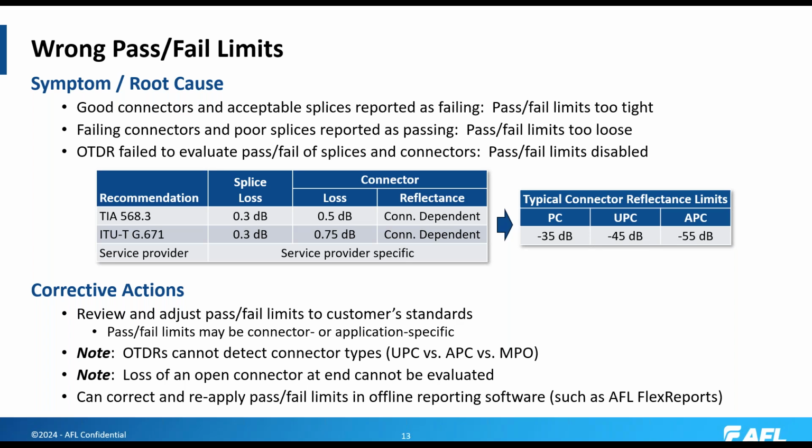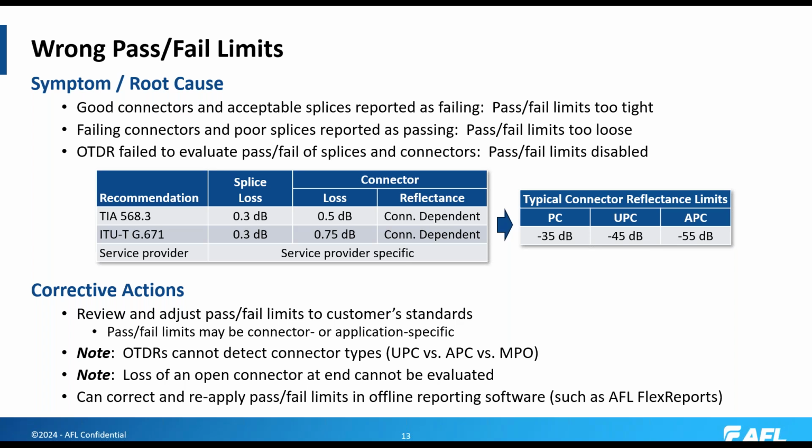Some extra notes here: OTDRs cannot actually detect the connector type. They can determine whether an event is a connector or a splice, but when it is a connector, the OTDR can't automatically determine if it's PC, UPC, or APC. And in some cases, MPO or multi-fiber connectors may have more relaxed limits because it's harder to keep all 12 fibers in an MPO connector aligned as precisely as a single fiber connector can.